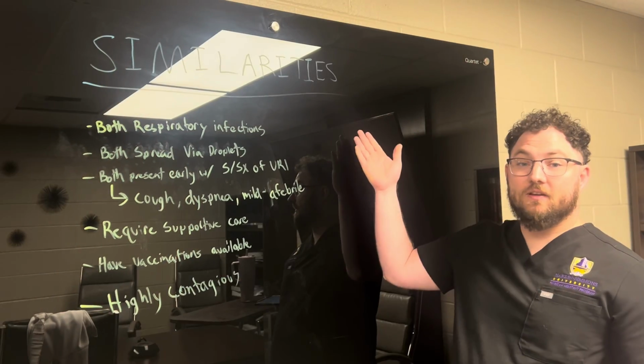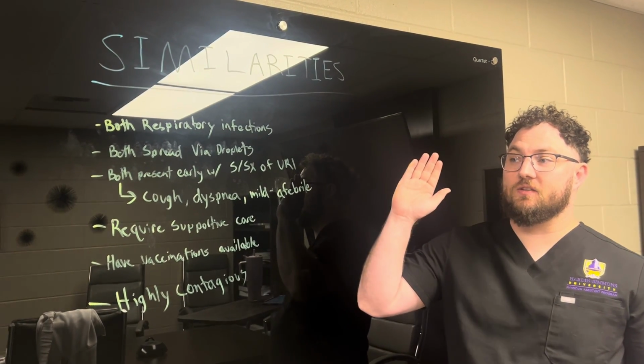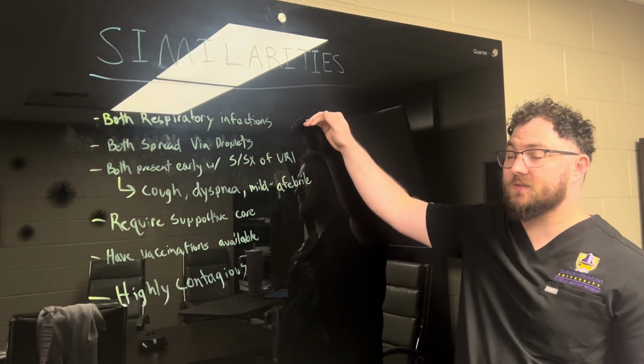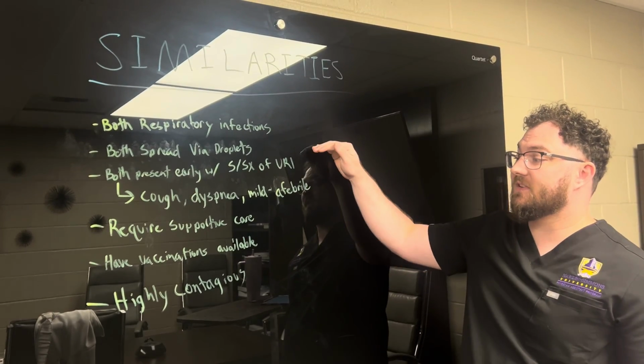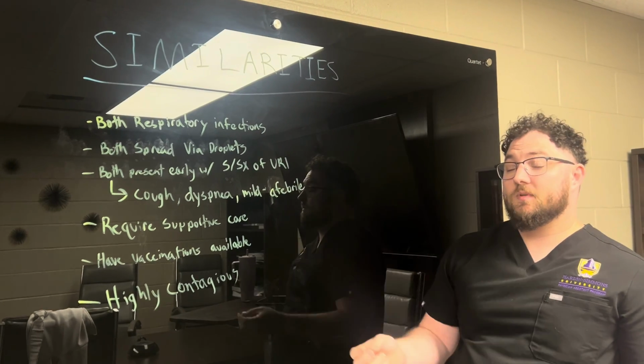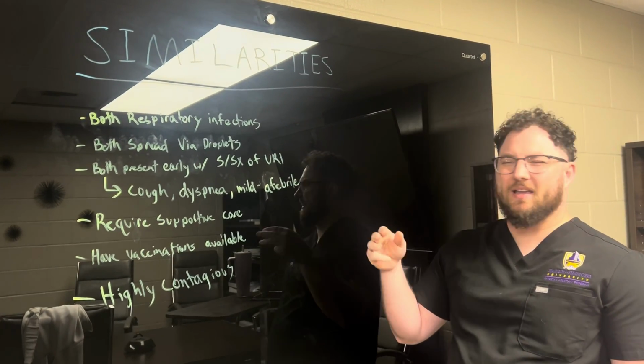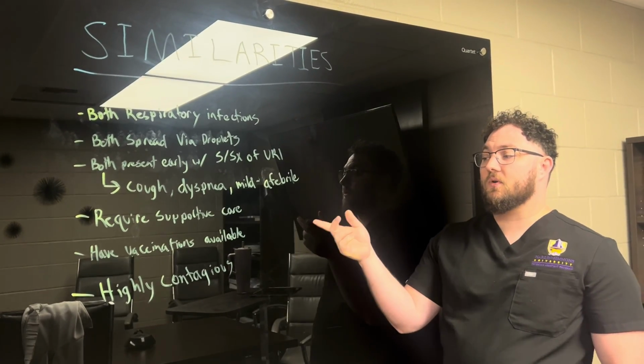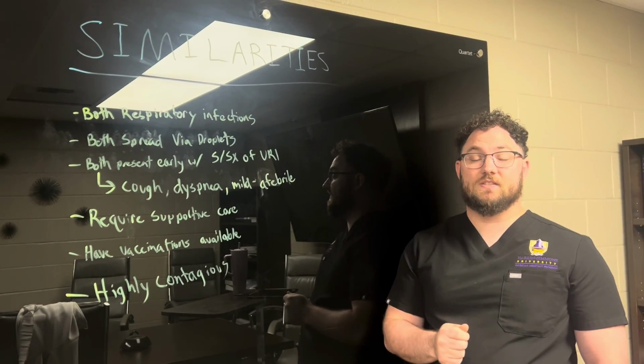All right, so the similarities between pertussis and bronchiolitis is that they're both respiratory infections, they're both spread via droplets, and are both highly contagious. They both present early with signs and symptoms of URI, cough, dyspnea, mild fever to afebrile. They both require supportive care, and they both have vaccinations available.